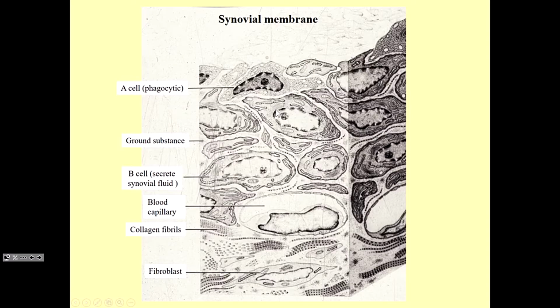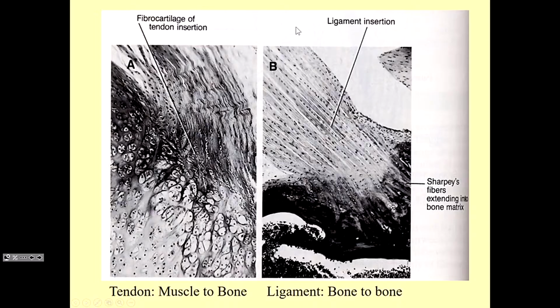So here is the membrane at the periphery. Remember the A cell, this is the synovial fluid and the space here. The type A cells are phagocytic to phagocytose any debris. The B cells are actually secreting some of that fluid to promote lubrication between adjacent articular surfaces. Okay, and then we can have attachment to the cartilage or bone, we can have a tendon where we have muscle attached to bone, or a ligament, bone to bone, usually through Sharpey's fibers, those type 1 collagen fibers.